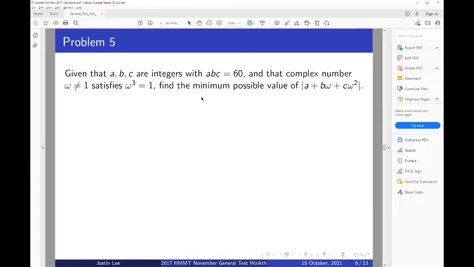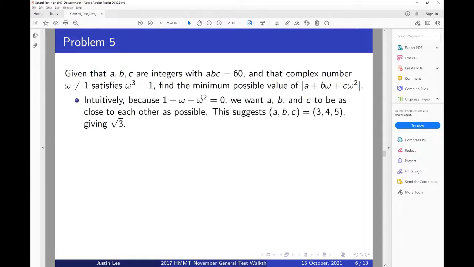Well, the first thing we might recognize is that if A, B, and C are all equal to 1, then that expression equals 0. So intuitively, because 1 plus omega plus omega squared equals 0, we want A, B, and C to be as close to each other as possible. So this suggests we want A, B, and C to be 3, 4, and 5. When we have 3, 4, and 5, our expression would be just 3 plus 4 omega plus 5 omega squared, which is just equal to omega plus 2 omega squared.